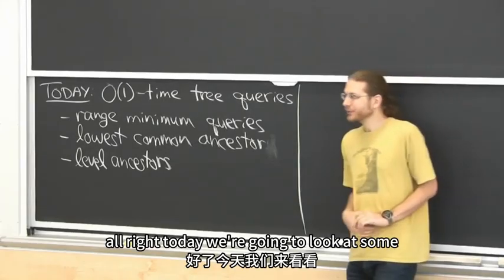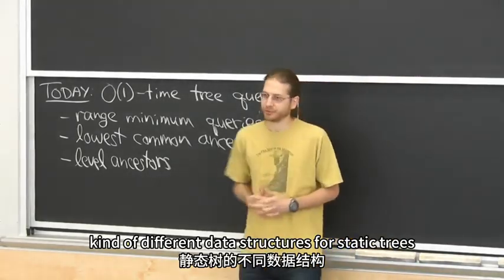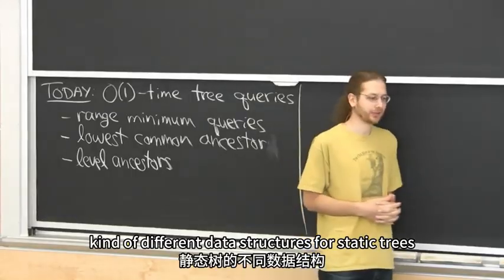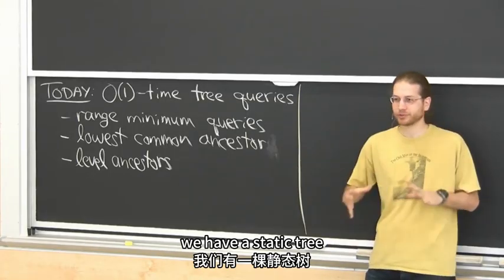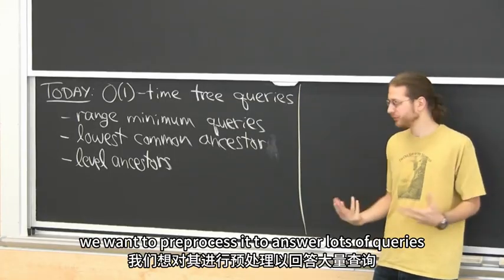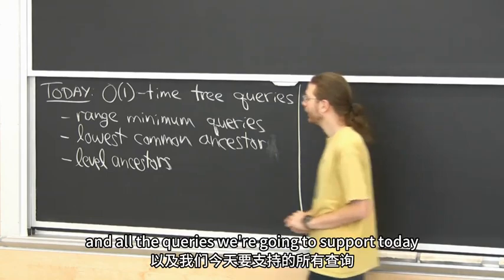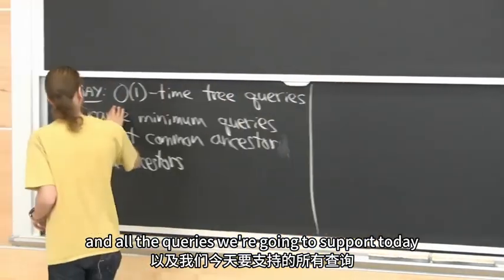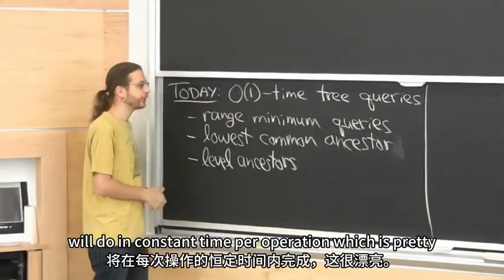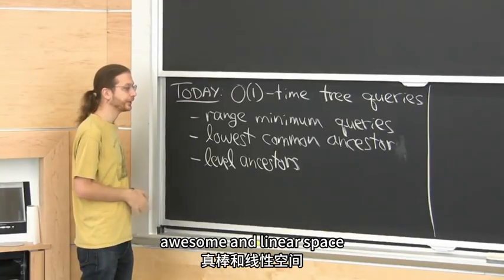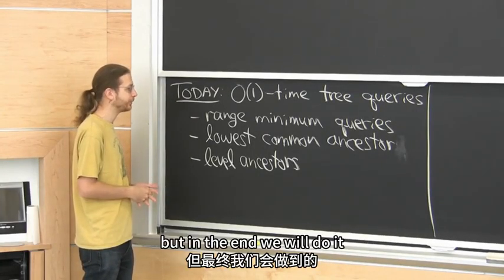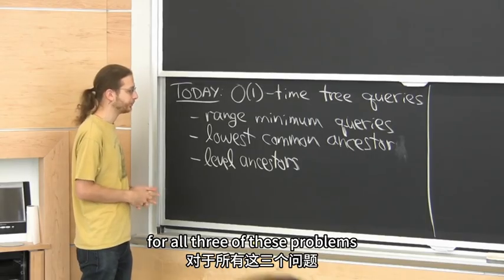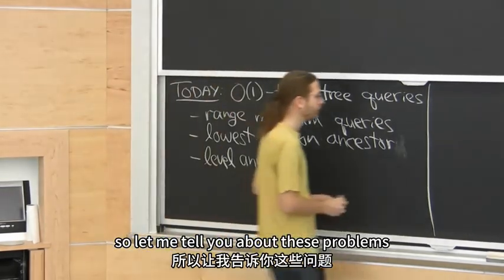All right, today we're going to look at some different data structures for static trees. At least in the second two problems, we have a static tree. We want to pre-process it to answer lots of queries. And all the queries we're going to support today we'll do in constant time per operation, which is pretty awesome, and linear space. That's our goal. It's going to be hard to achieve these goals, but in the end, we will do it for all three of these problems. So let me tell you about these problems.